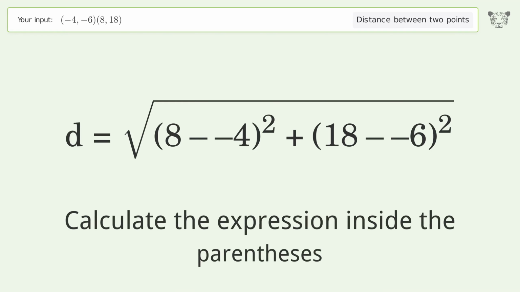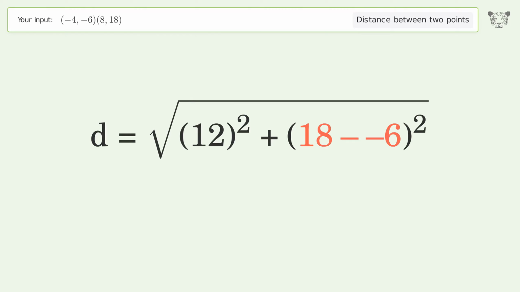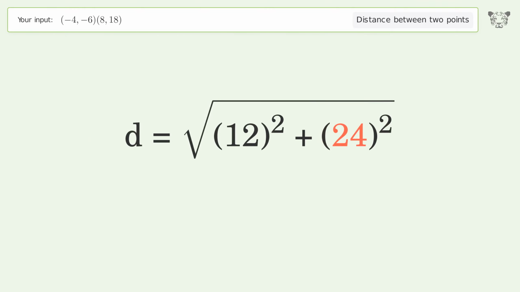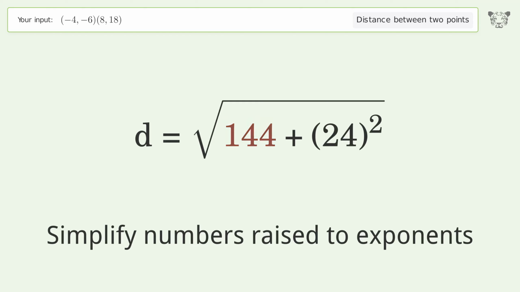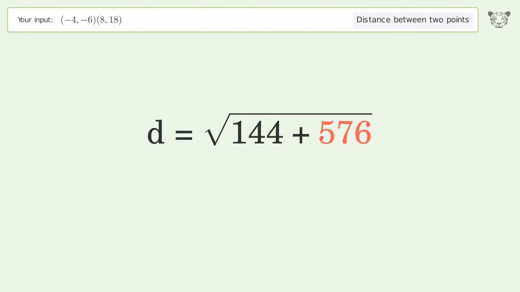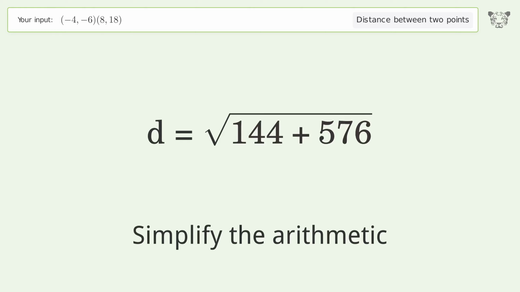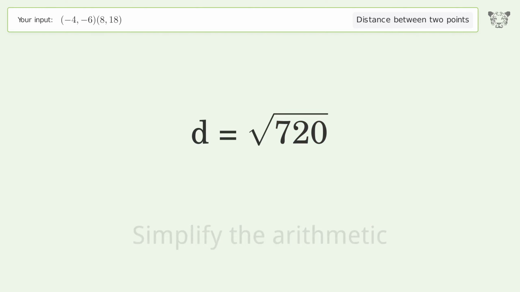Calculate the expression inside the parentheses. Simplify numbers raised to exponents. Simplify the arithmetic. And so the distance between the 2 points is the square root of 720, or 26.833.